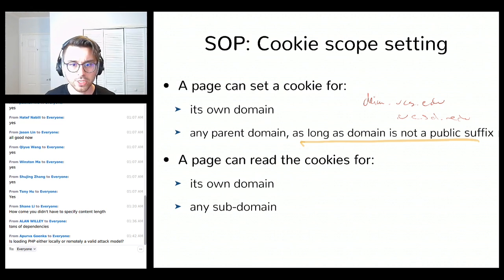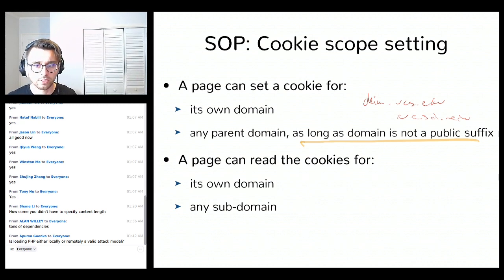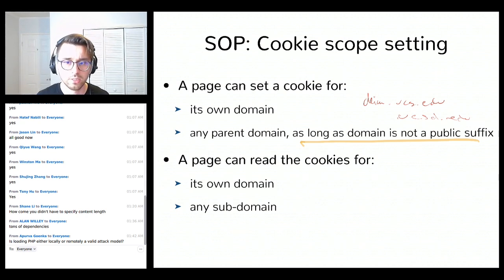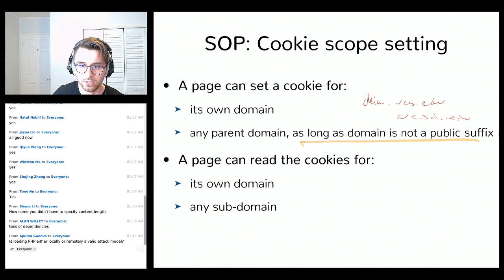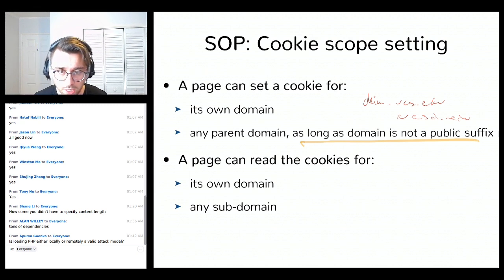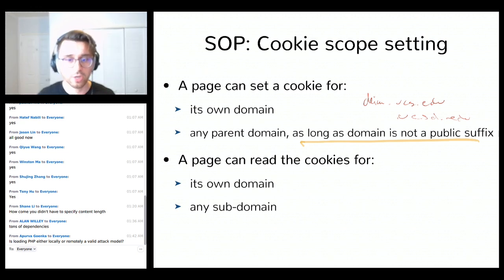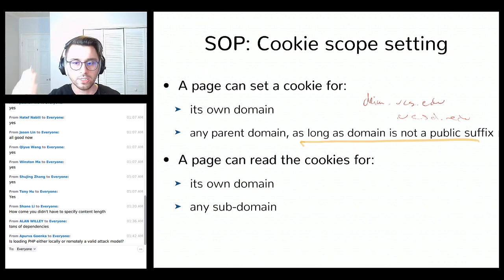Okay, so how do we read cookies? Well, a page can read the cookies, again, for its own domain. So dayon.ucsd.edu can read dayon.ucsd.edu cookies. And ucsd.edu can read its own cookies, right, for ucsd.edu. But a page can also read cookies for any subdomain. So, for example, ucsd.edu can read dayon.ucsd.edu cookies.